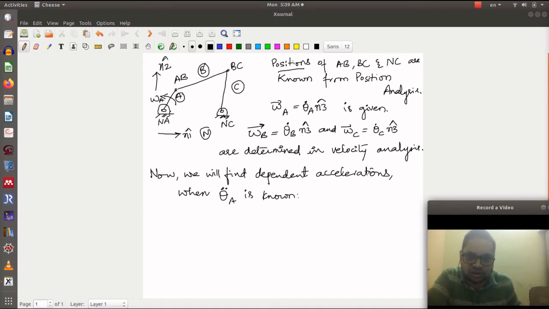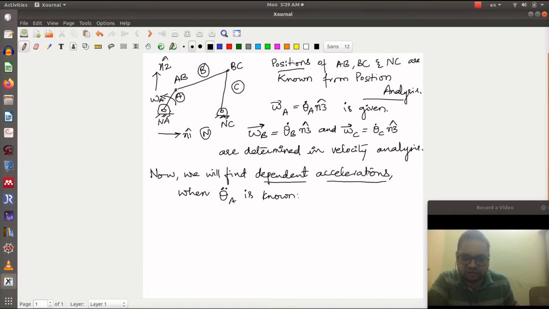Positions of AB, BC, and NC are known from your position analysis that we have done before, and your theta A dot is given, so you know the omega A, omega B, and omega C we have determined in our previous video. So now we will find the dependent accelerations when theta A double dot is known.